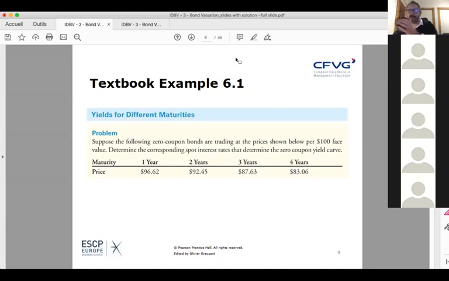I don't know if someone has the answer to share in the chat, just to check that you were able to find it. So 2 years is 4%. Yeah, that's correct, I recall that. 3 years is 4.5 actually. And for 4 years, 4.75, that's it. So let's have a look at the solution.